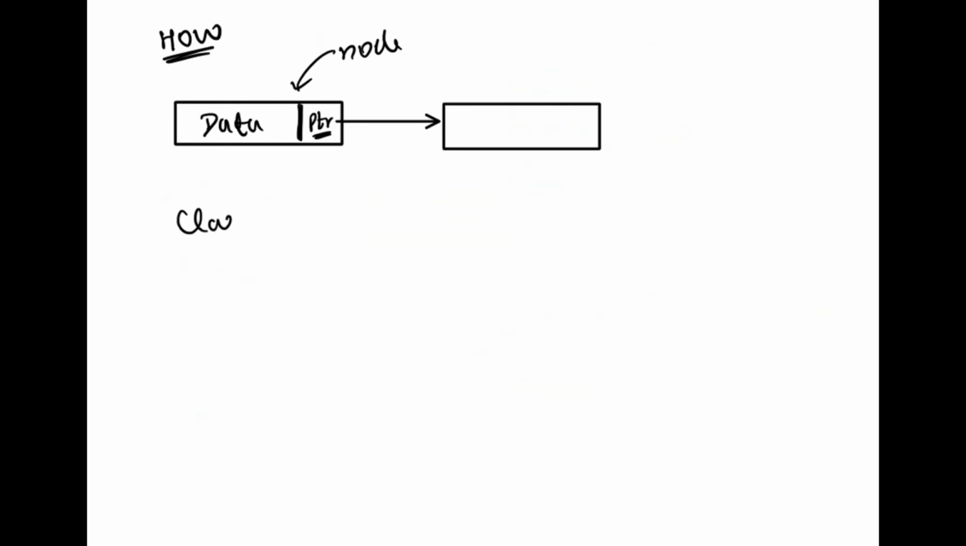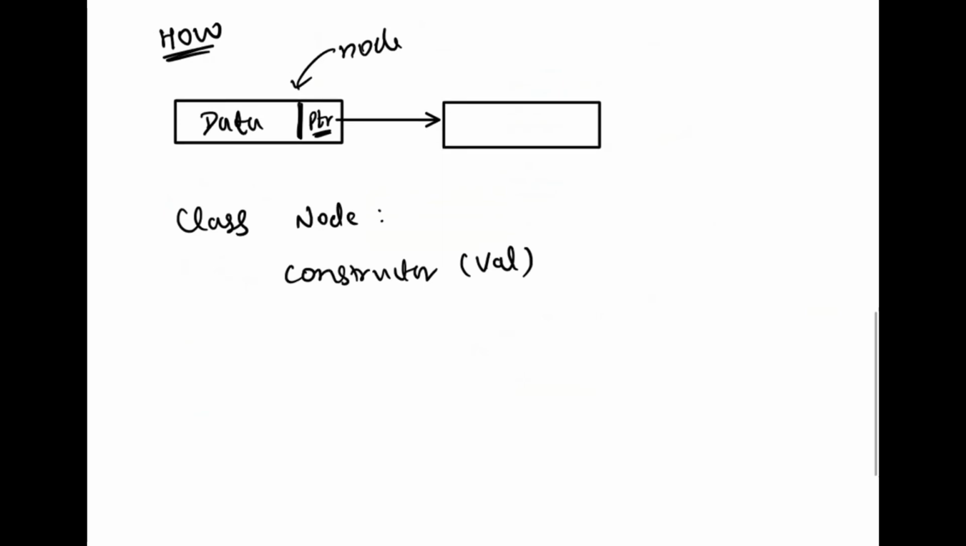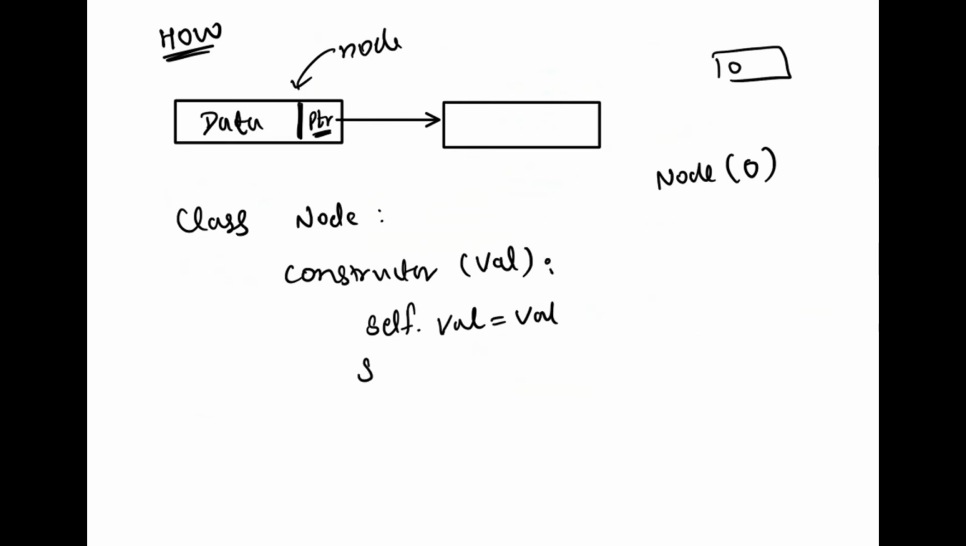So what I will do is I will create a class Node, and in this I will make a constructor. It will take value as an argument and set its object val as the val. So if I make Node(0), I will create a node with data 0 and self.next equal to None. When I call class Node with 0, I create a node 0 that points to None. That is, it points to nothing.